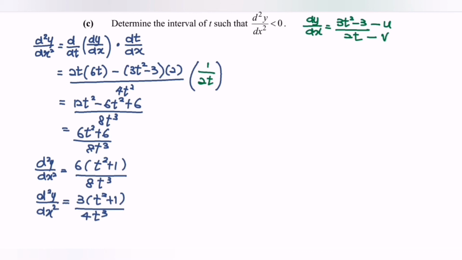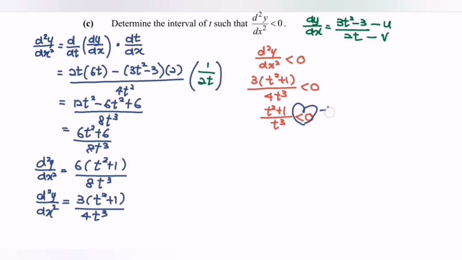So now refer to the question. The question asks us to determine the interval of t such that the second derivative is less than 0. So we have 3(t squared plus 1) over 4t cubed less than 0. So we will have (t squared plus 1) over t cubed less than 0. As we all know, this is the simplest form and this is an inequality, so the sign would be a negative sign.